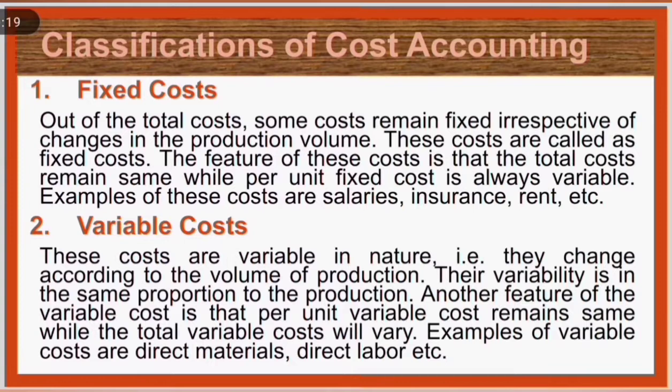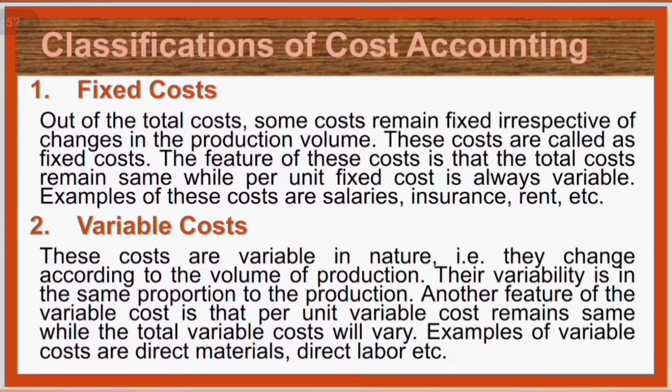Classifications of cost accounting. Number 1. Fixed costs. Out of total costs, some costs remain fixed irrespective of changes in the production volume. These costs are called fixed costs. The feature of these costs is that the total costs remain the same, while per unit fixed cost is always variable. Examples of these costs are salaries, insurance, rent, etc.